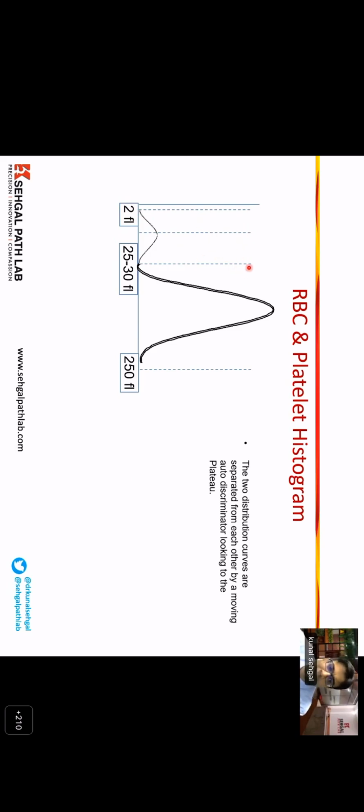So you can ignore this for the moment. This particular threshold is called the moving threshold. In most analyzers, it moves between 20 to 30. It tries to identify the trough or the lower area between the platelet peak and the RBC peak.